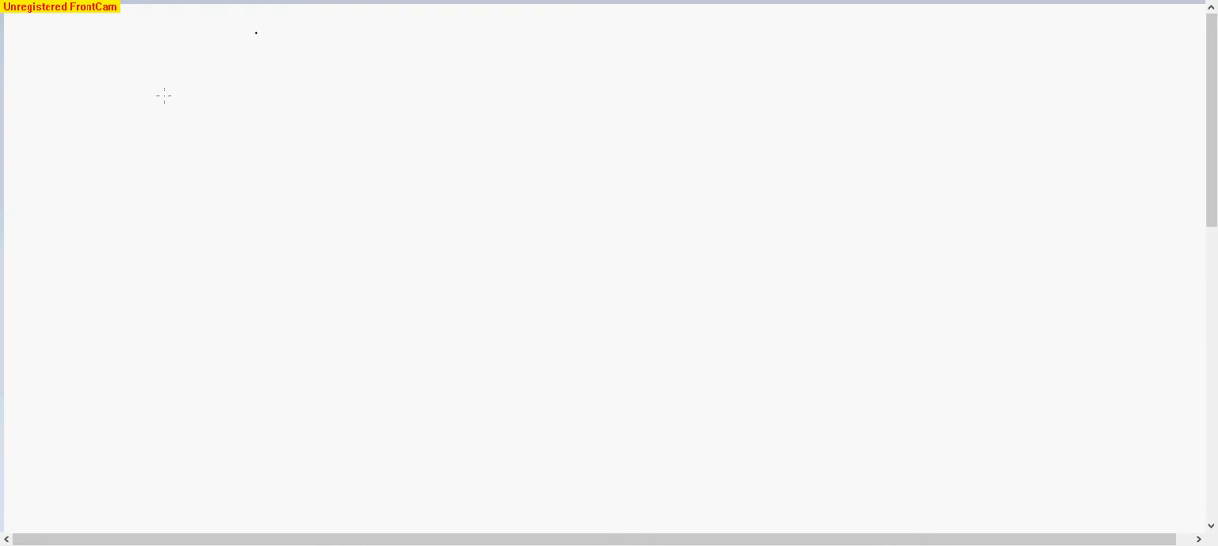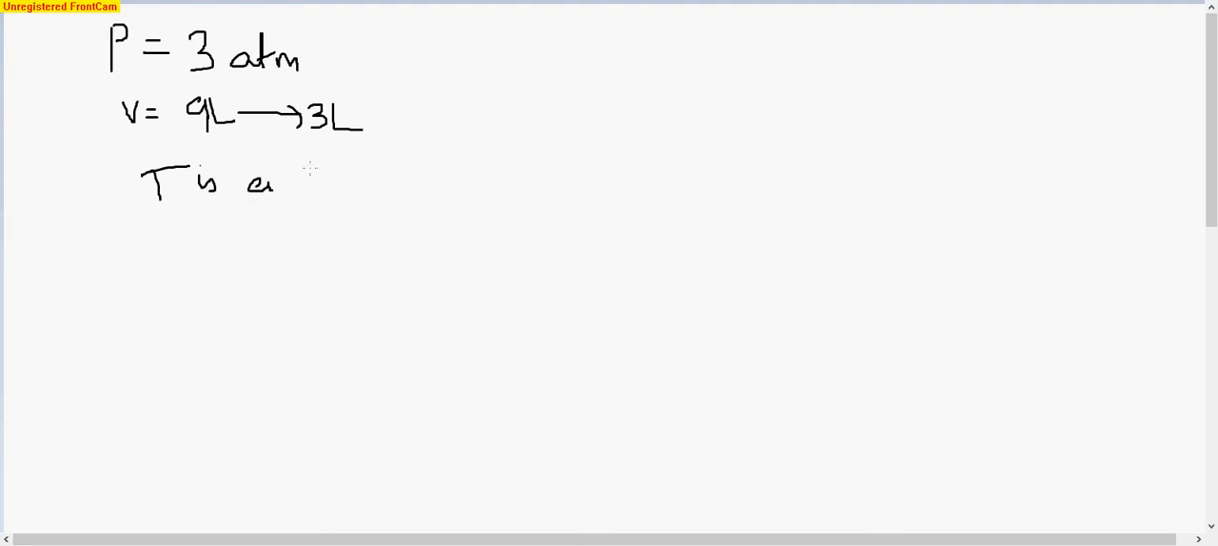Okay, we'll do another problem. Here the pressure is equal to 3 atm. The volume is changed from 9 liters to 3 liters. The temperature is constant during the conversion period.